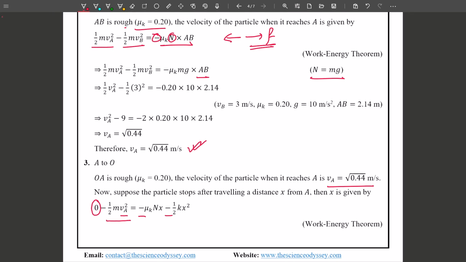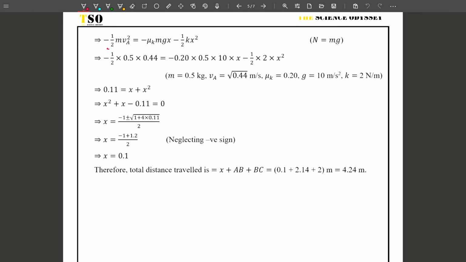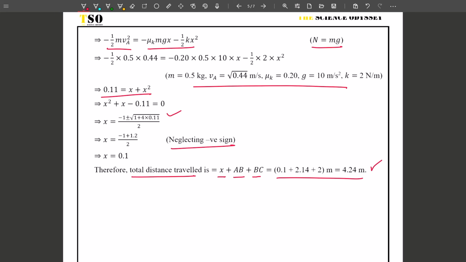So finally, we get this equation again. Normal reaction is equal to mg. It is on a plane surface. So put the values accordingly and you will get the result. Again, neglecting the negative sign because x is positive. So the total distance will be x plus AB plus BC, that is 4.24 meter. I hope this is clear.